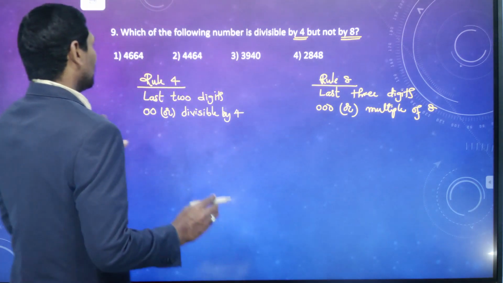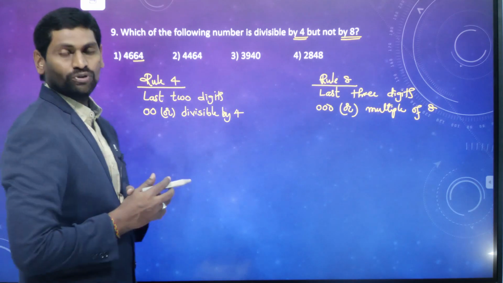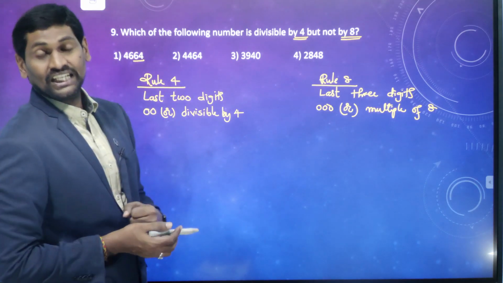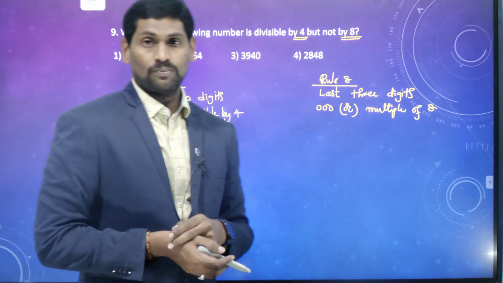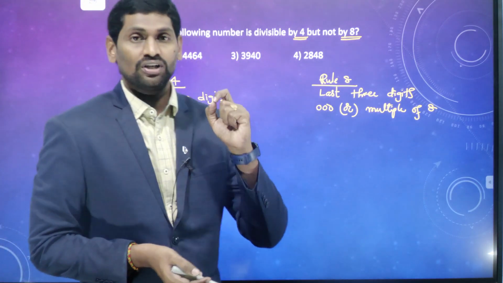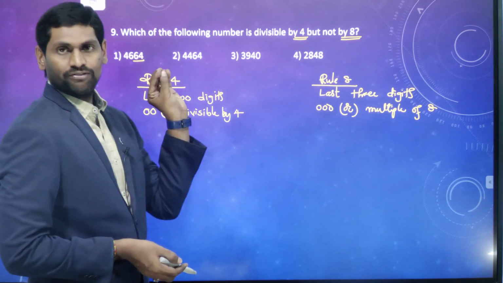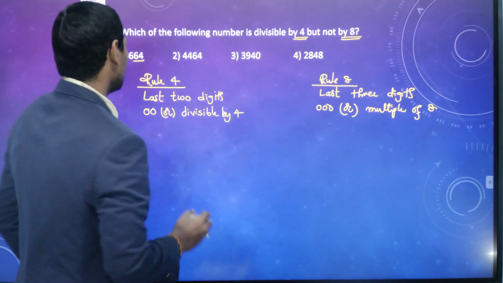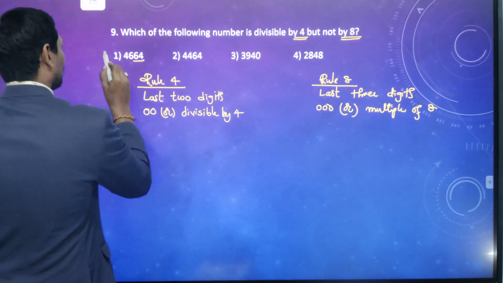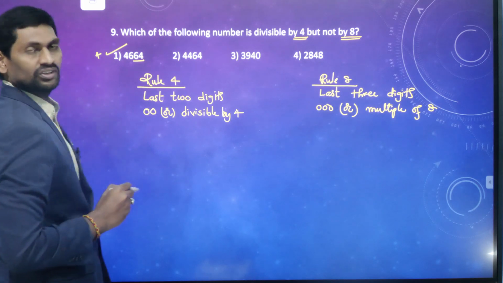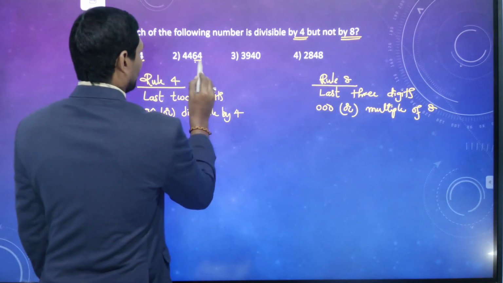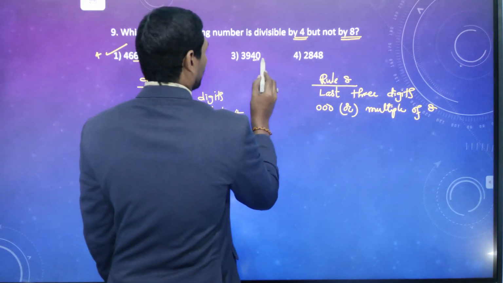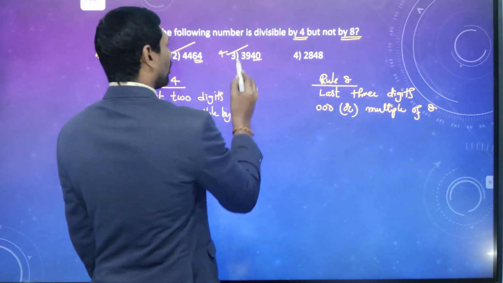Okay, let us check. Last two digits are 64. Is 64 a multiple of 4 or not? Yes. 4 16s are 64. 64 is a multiple of 4, so it is exactly divisible by 4. I am going to check the fourth rule first. So which is divisible by 4? Yes, the first one is divisible by 4. Now the second option, 64. Yes, it is also divisible by 4. Third option, last two digits are 40. Yes, it is also divisible by 4 because 40 is a multiple of 4.